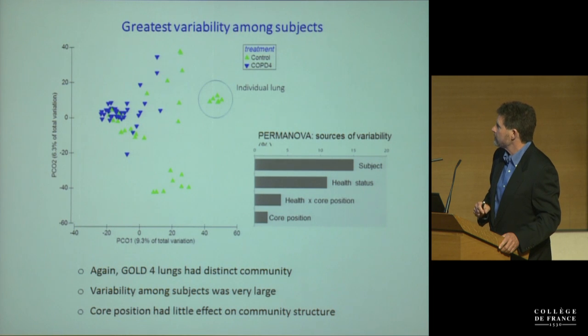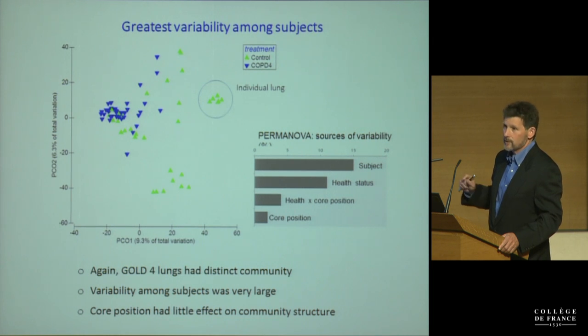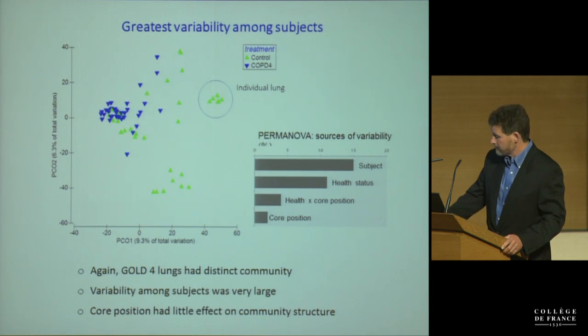And so this basically disproved a hypothesis. We looked at this a number of different ways, and we found no evidence that the community was structured according to height in the lung, which is actually something we would have expected to see initially.